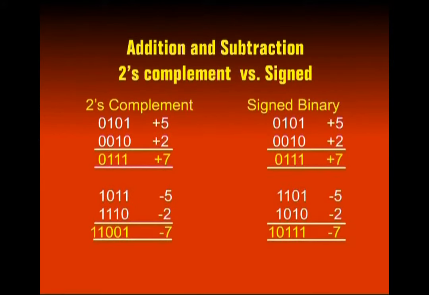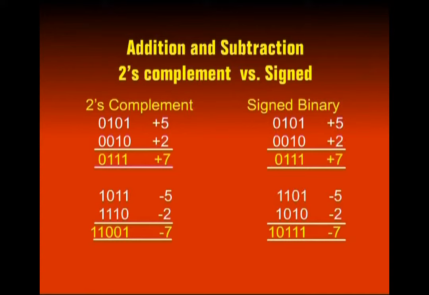Now, let's perform these addition and subtraction operations using the same set of numbers represented in their signed magnitude form. So let's consider the first operation, the addition of plus 5 and plus 2. Now, in the signed binary representation, plus 5 is 0101. The most significant bit is 0, which represents the sign, and the least 3 significant bits represent the magnitude, the number 5. Similarly, plus 2 is represented in its signed magnitude form. The result is plus 7. In terms of binary, it's 0111. The most significant bit, which is a 0, represents the positive sign, and the least significant 3 bits are all 1s, which represent the magnitude 7.